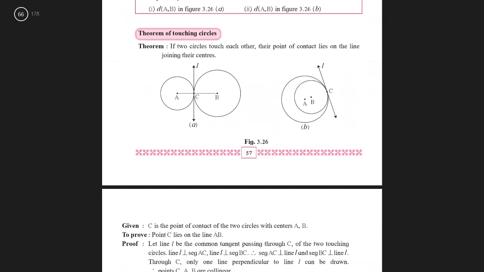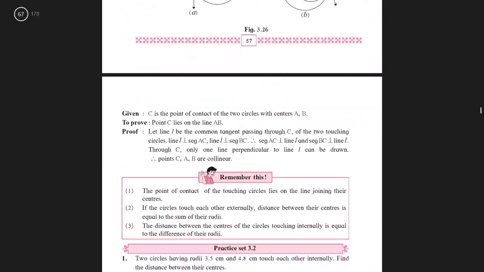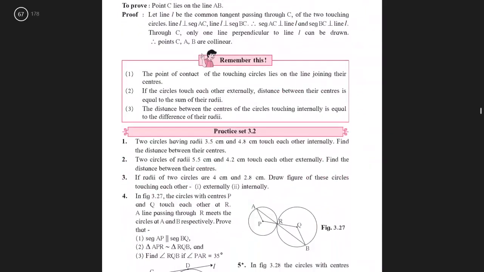You can write the statement of this theorem. If two circles touch each other, their point of contact lies on the line joining the centers, and you can draw figure 3.26 A and B. Okay. The proof is not required, just the statement is enough.